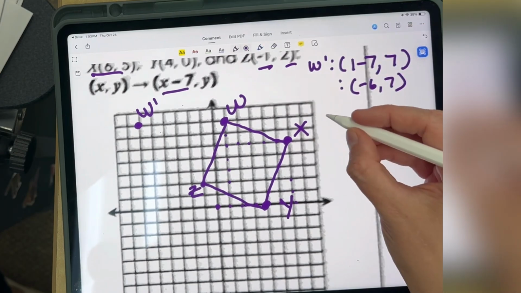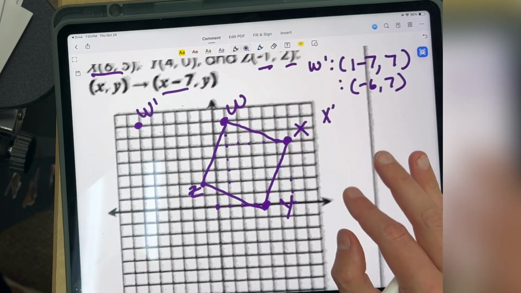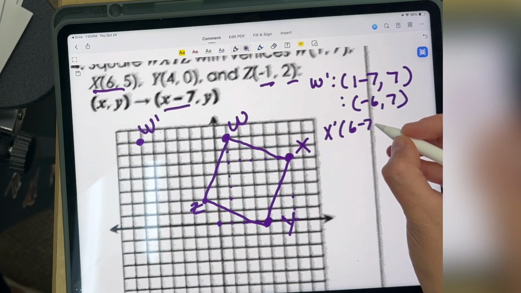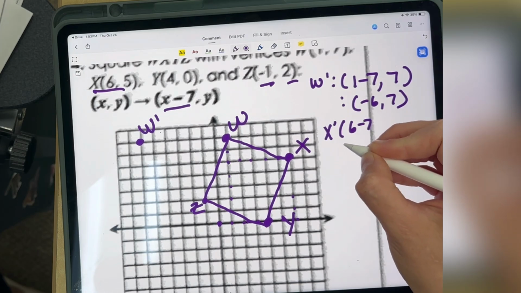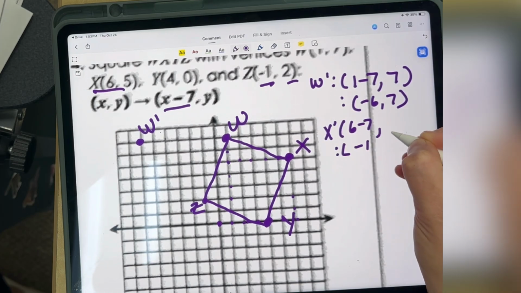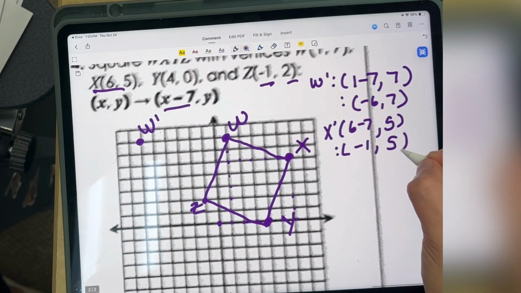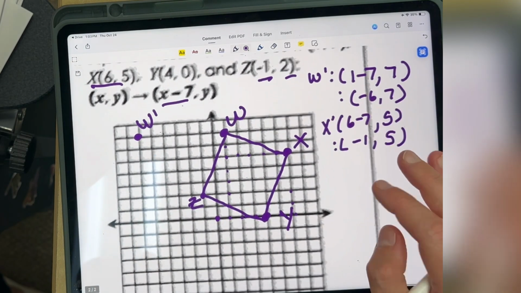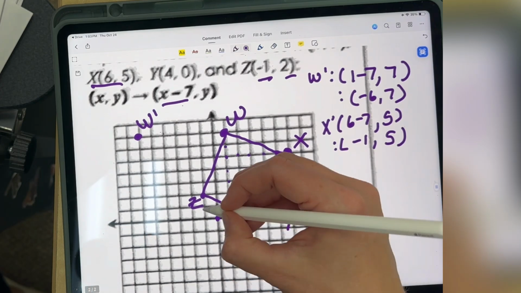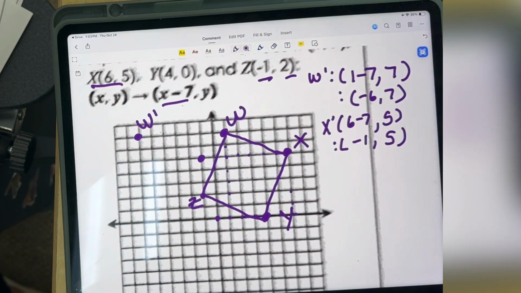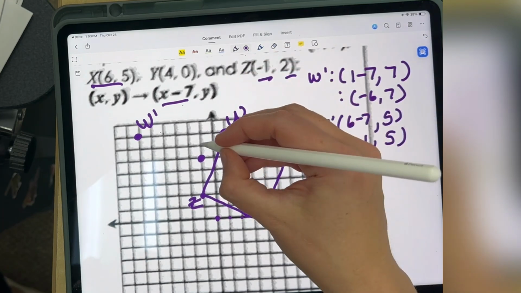So X prime, X was at 6, 5. So 6 minus 7 is -1. And then it was at 5, so the 5 is going to stay the same because we're not adding or subtracting anything per this y. So -1, up 1, 2, 3, 4, 5. There you go. Okay. And that is X prime.